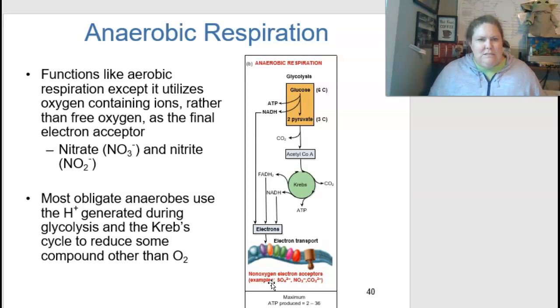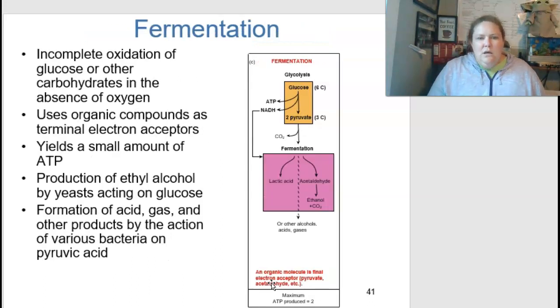So this functions like aerobic respiration, except that it utilizes oxygen-containing ions rather than free oxygen as the final electron acceptor. So this would be nitrate, which is NO3 minus, or nitrite, which is NO2 minus. And most obligate anaerobes use hydrogens that are generated during glycolysis and the Krebs cycle to reduce some compound other than oxygen. So what is fermentation?